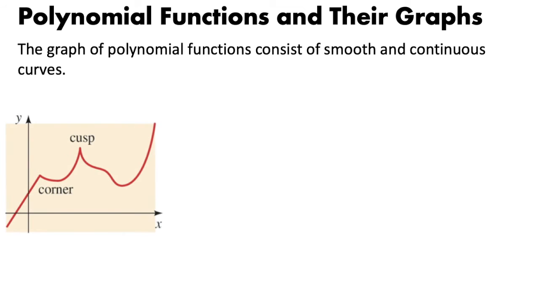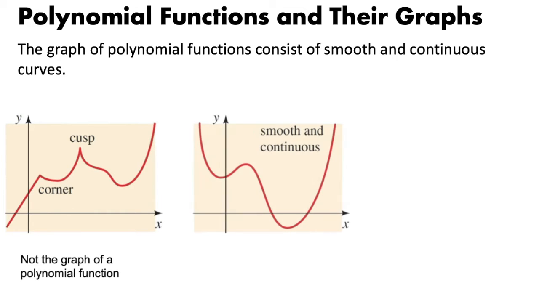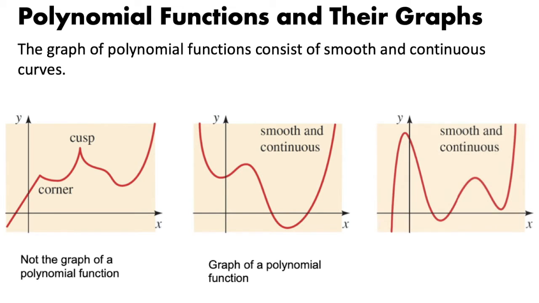So for example, in this graph, we can see a continuous function, but it's not smooth. We have a corner and a cusp, so this is not a polynomial. We can see this graph is smooth and continuous, therefore it is a polynomial. And this one is also continuous and smooth, so it is a polynomial.